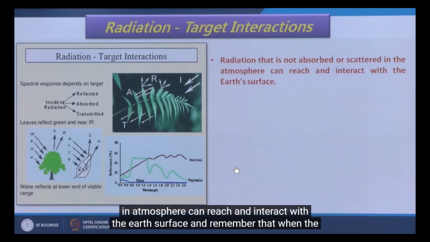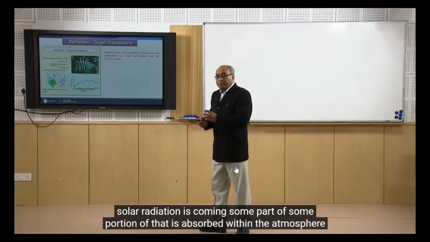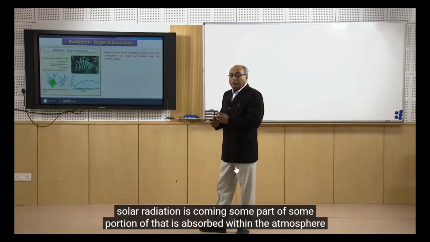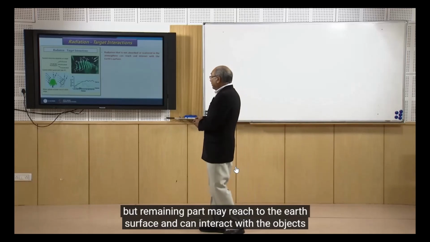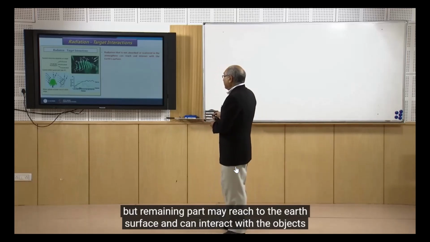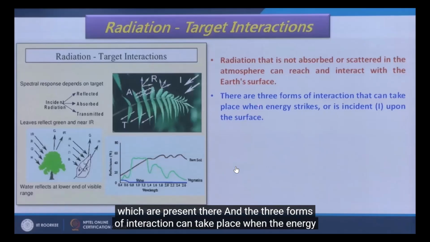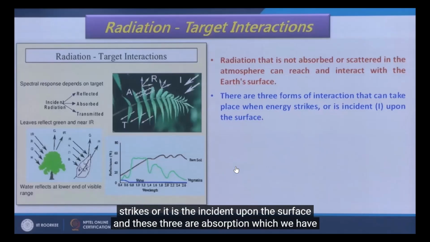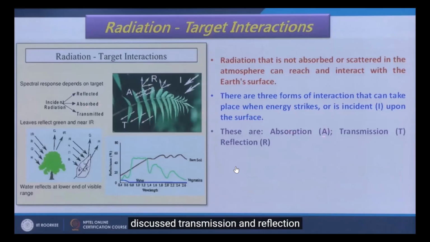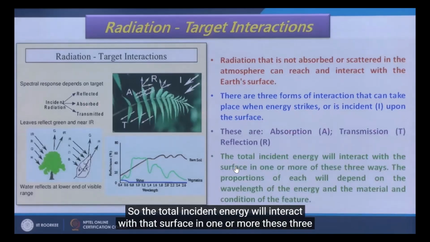And so remember that when the solar radiation is coming, some portion of that is absorbed within the atmosphere, but the remaining part may reach the earth surface and can interact with the objects which are present there. Three forms of interaction can take place when the energy strikes, or is incident upon, the surface. These three are absorption, which we have discussed, transmission and reflection. So the total incident energy will interact with that surface in one or more of these three ways.